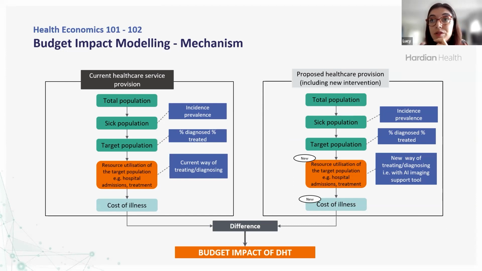We then do this again, only this time we assume that the new intervention is available to that target population. We generate a cost of illness to represent that scenario, and then the budget impact simply is the difference between the cost of illness of the current healthcare service provision, and the cost of illness associated with the new proposed provision of care that includes the new intervention.